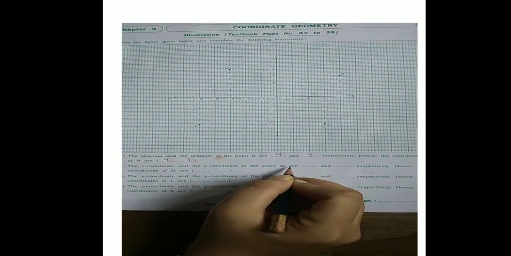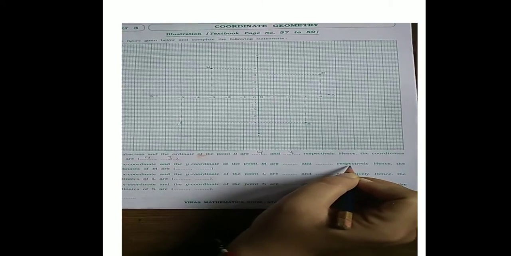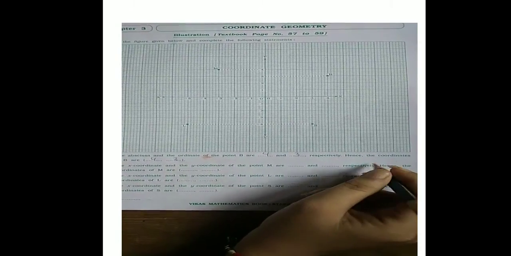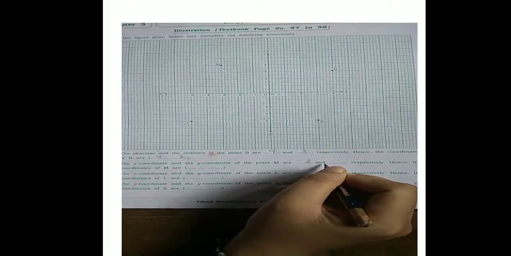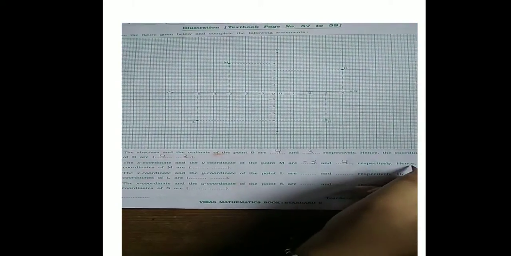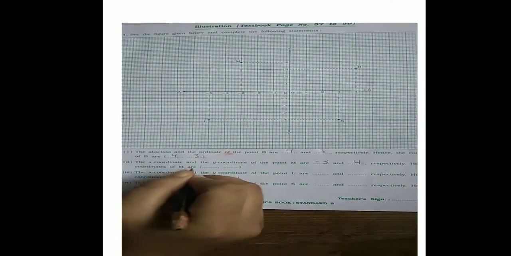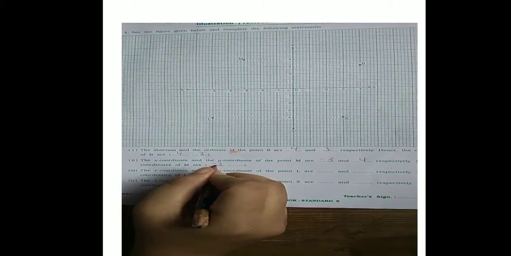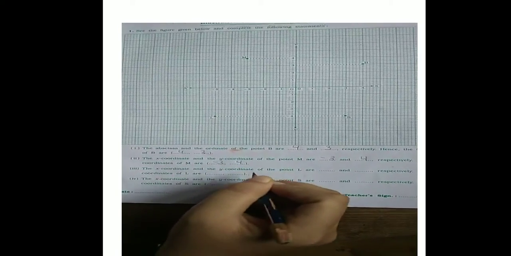Now second, the x coordinate and the y coordinate of the point M are dash and dash respectively. Here we have to find the distance of M on the x-axis, that is minus 3. So we have to write minus 3. And the distance of the point from the y-axis is plus 4. So we have to write plus 4 respectively. Hence the coordinates of M are minus 3 and plus 4.